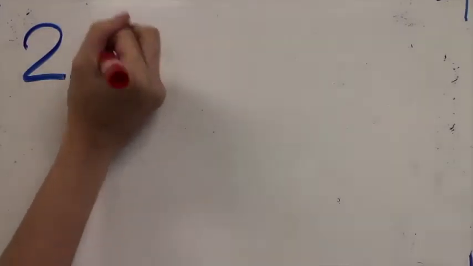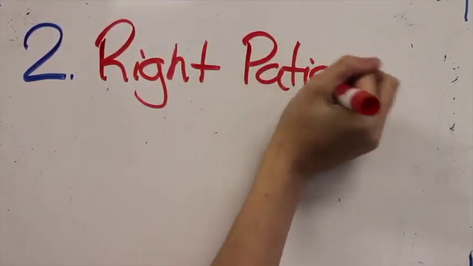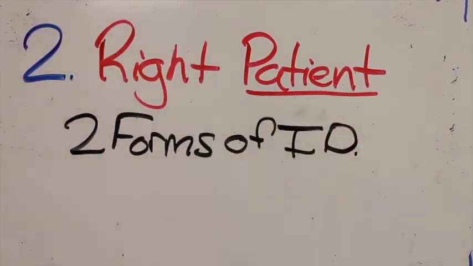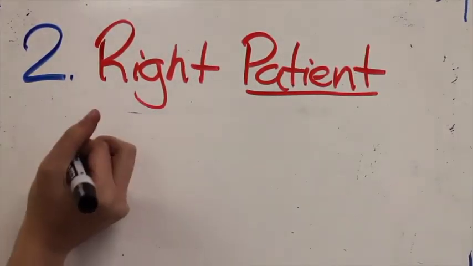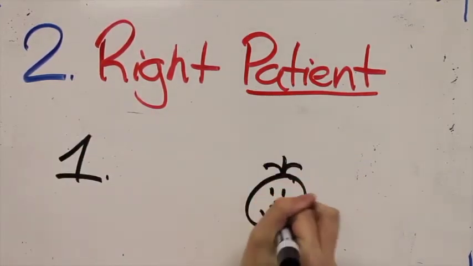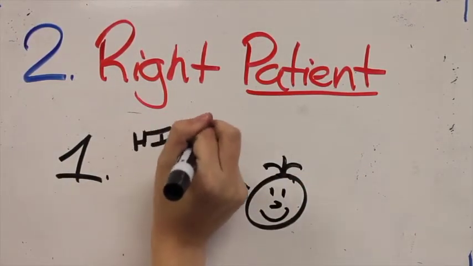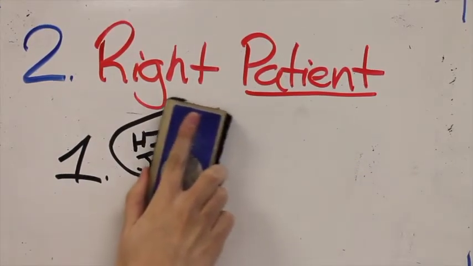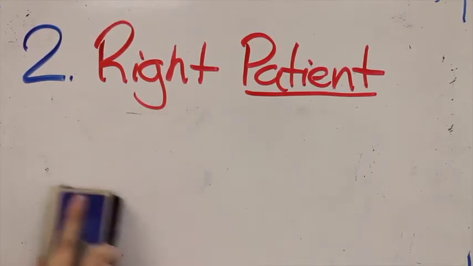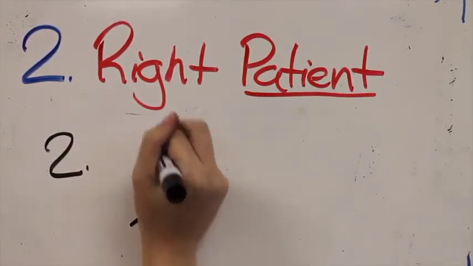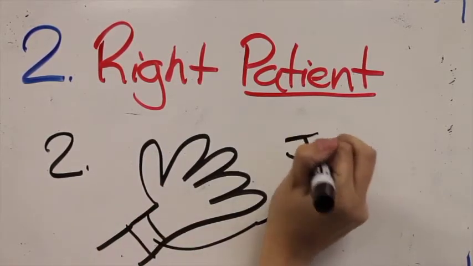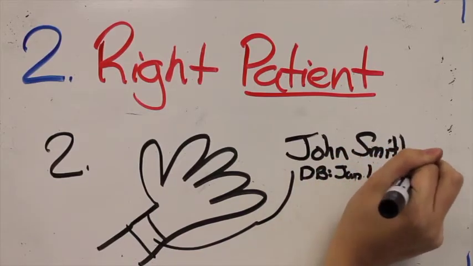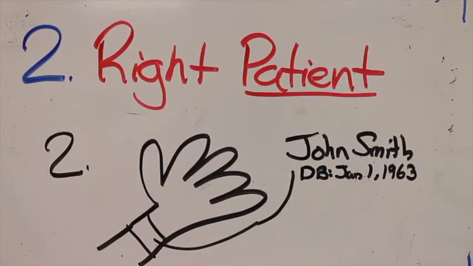The second right of medication administration is to have the right patient. So you need two forms of identification to make sure it's the right patient. The first one is to ask the patient their full name. So this man is John Smith. The second thing you're going to check is to make sure that they are the right person by checking their identification bracelet. So this person's is John Smith, and he was born January 1st, 1963.